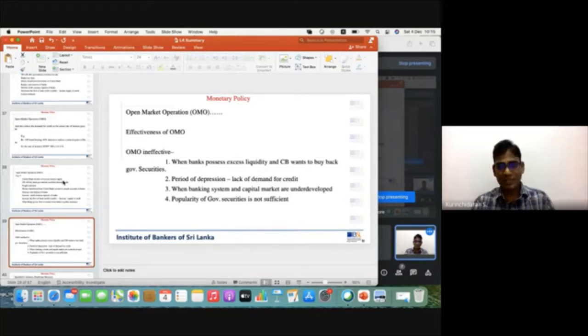And period of depression. Sometimes, maybe in this pandemic as well, even though you push the credit, when we say, okay, give the credit, the banks respond, no, we are ready to give, but nobody is coming to get the loan from us. We always wanted to give loans, but businesses are not coming to us. In a period of depression, because nobody is sure about the future, they don't go into ventures. So then there's a lack of demand for credit also. You cannot do anything through OMO.